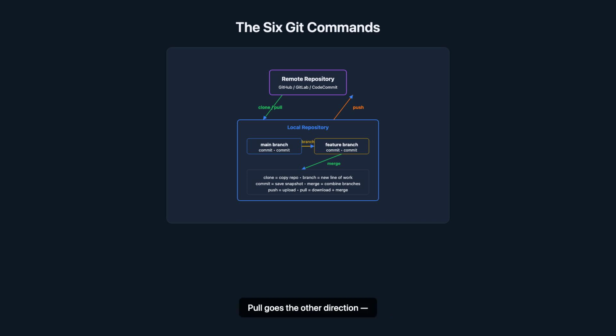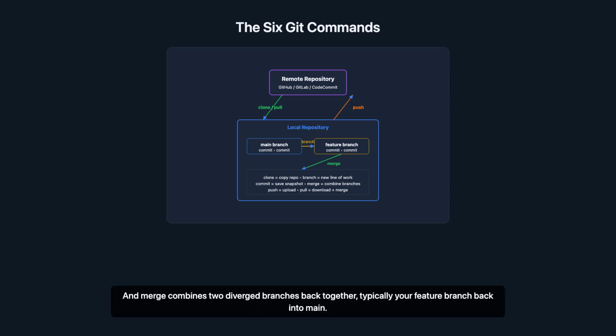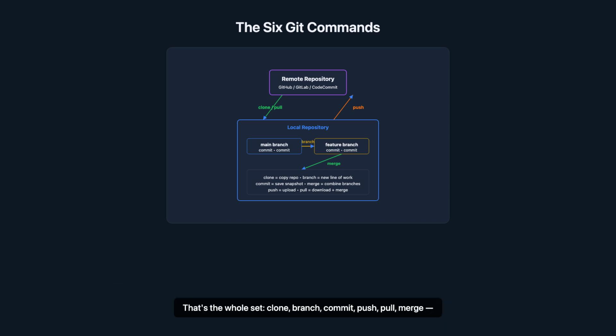Pull goes the other direction, it downloads everyone else's commits and merges them into your local branch. And merge combines 2 diverged branches back together, typically your feature branch back into main. That's the whole set. Clone, branch, commit, push, pull, merge, 6 verbs that cover the Git knowledge the exam tests.